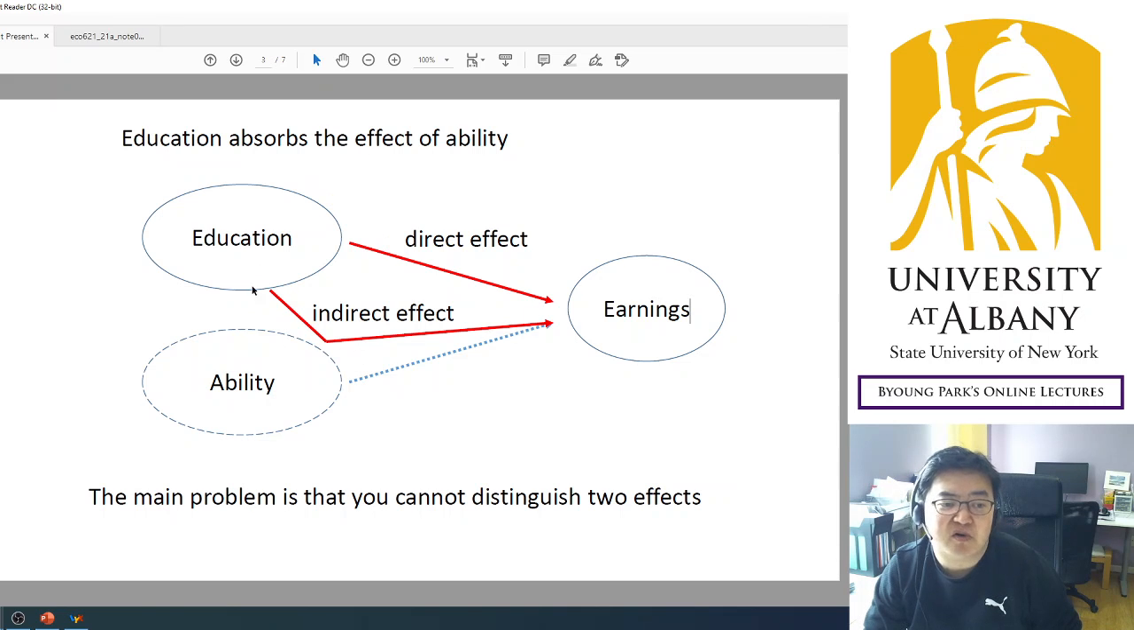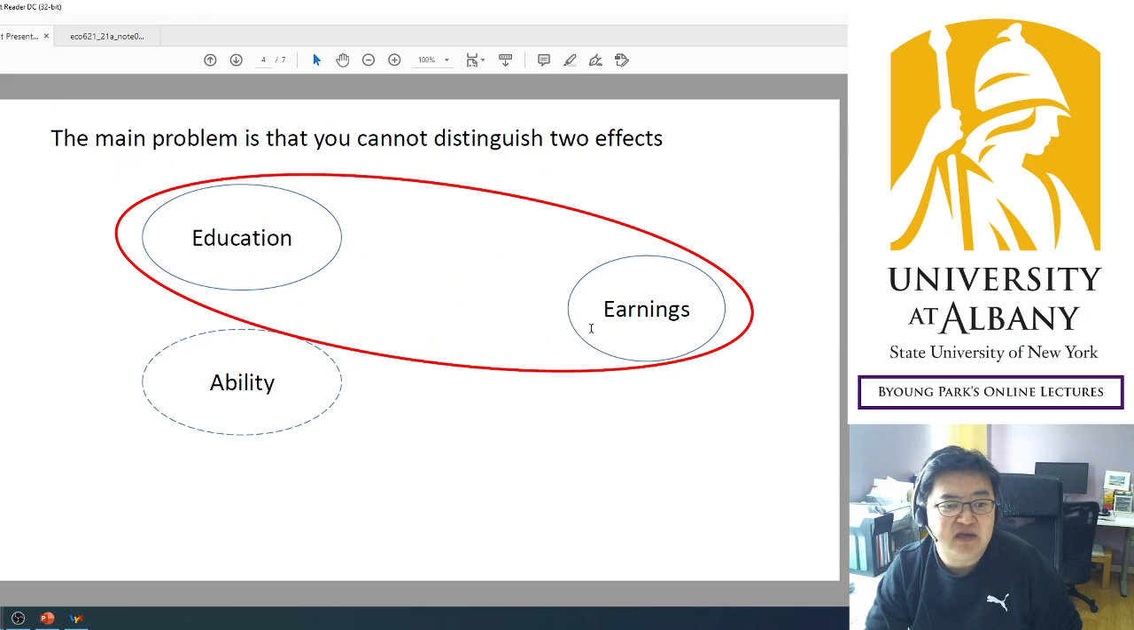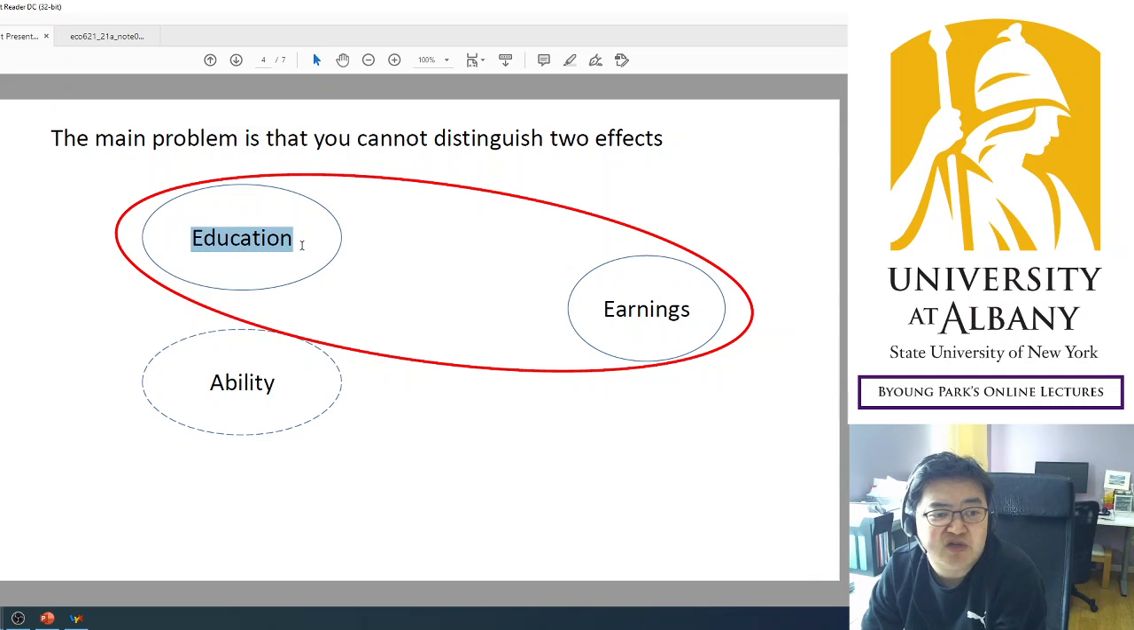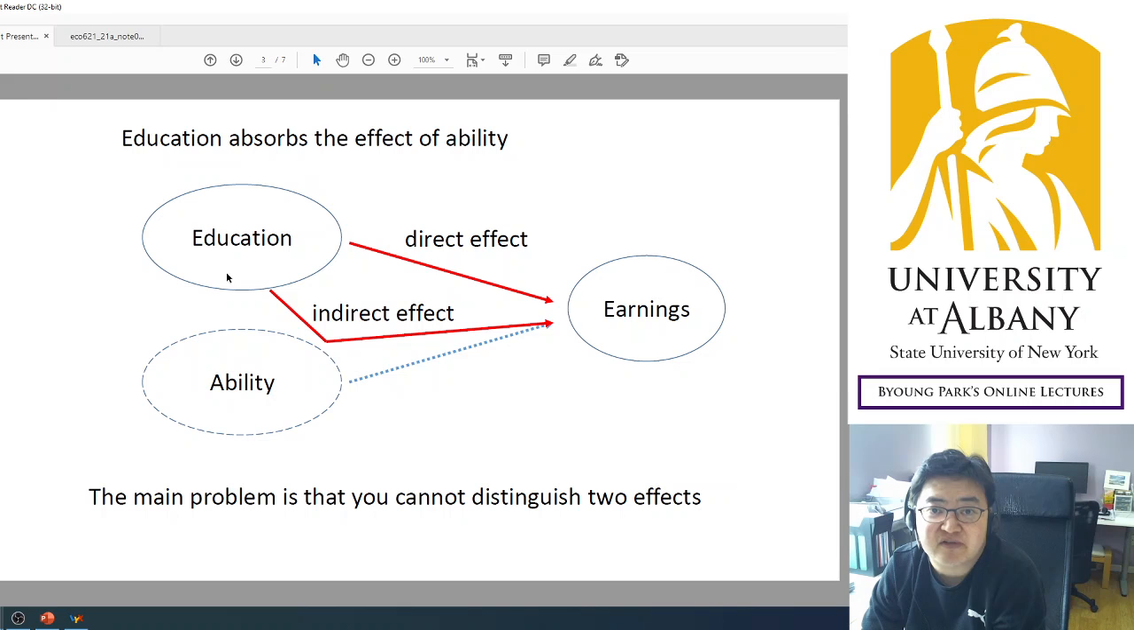You cannot control for this indirect channel. The indirect effect always exists, and it cannot be distinguished from the direct effect. What you have is just how these two are linked together. This is what you observe from the data. So there is education. You only observe higher education implies higher earnings. It could be caused by two different channels, but there is no way to distinguish these two without observing ability.